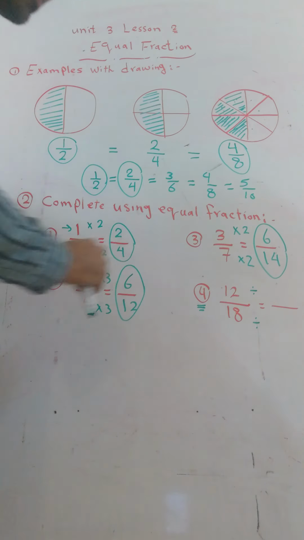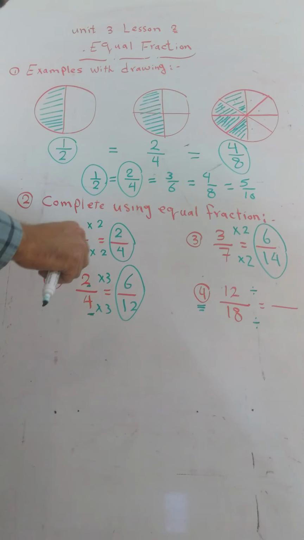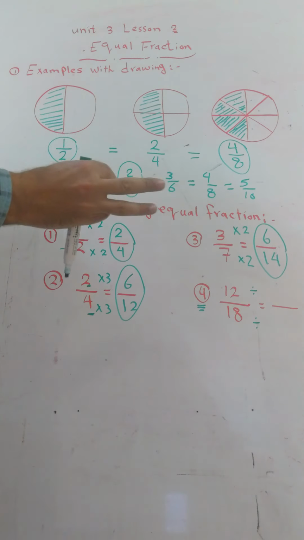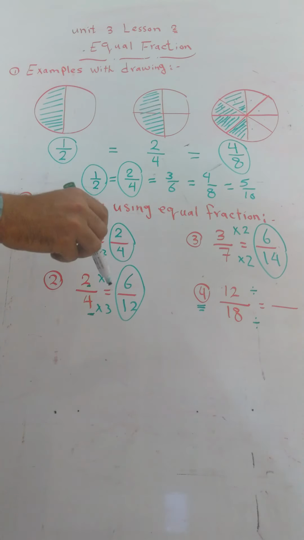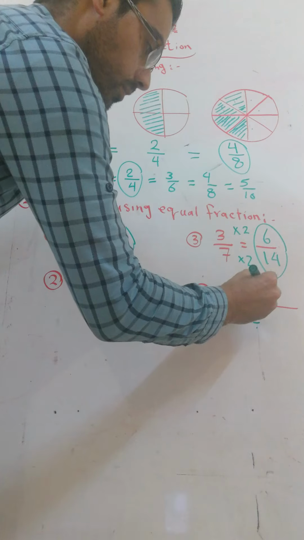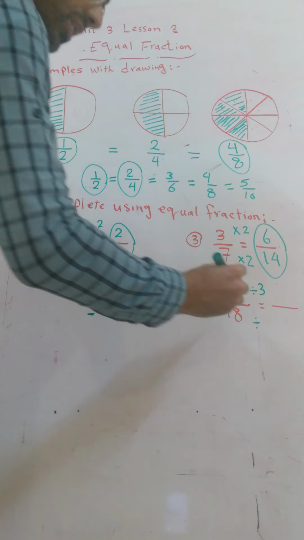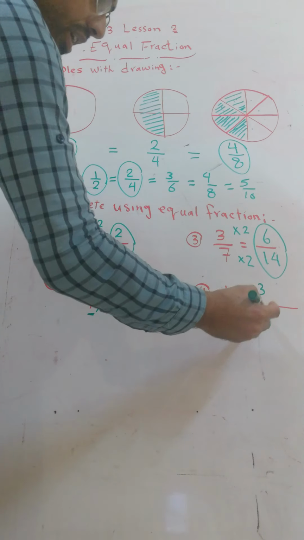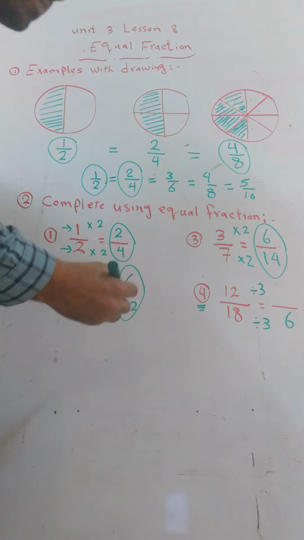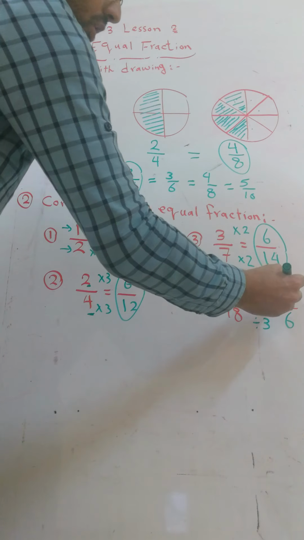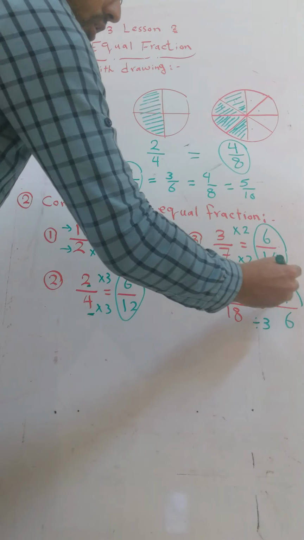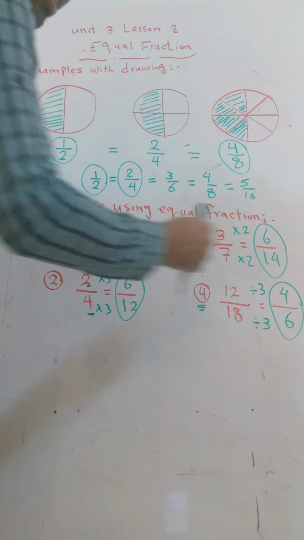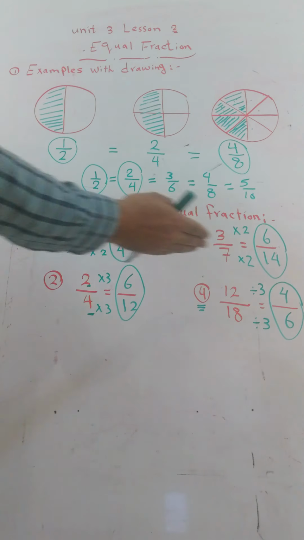12 and 18. How can I divide 12? I need 2 or 3 or 4. I will use 3. 18 divided by 3 will be 6, and 12 divided by 3 will be 4. So I will get 4 sixths. 12 over 18 equals 4 sixths, and they are equal fractions.